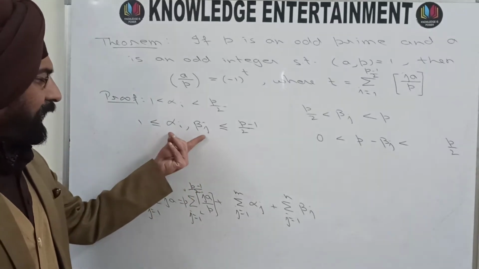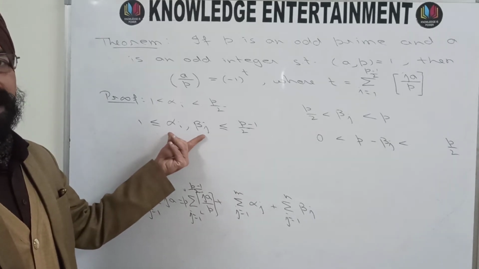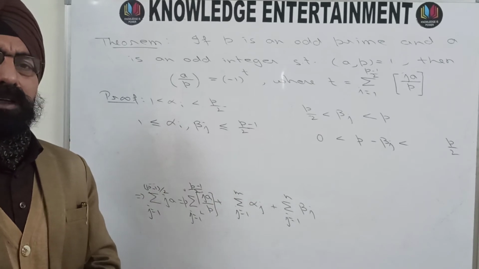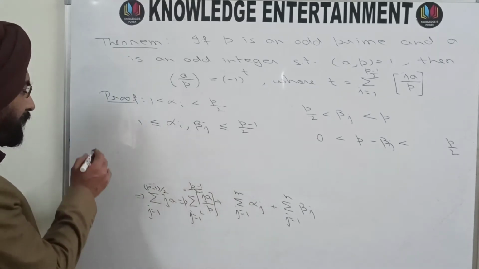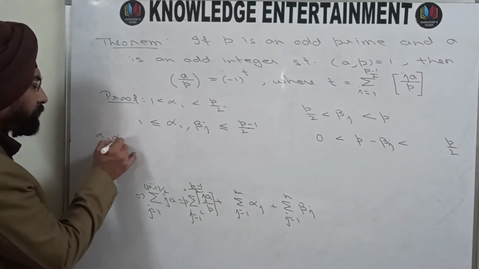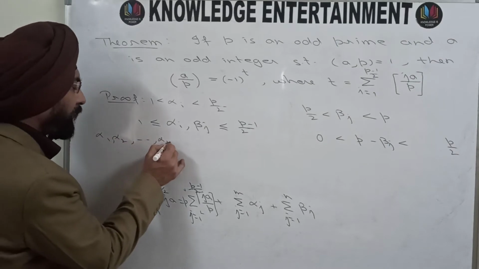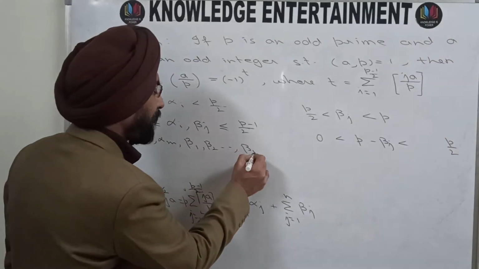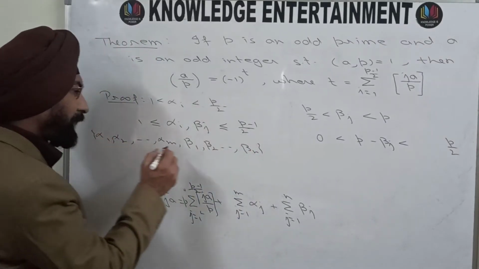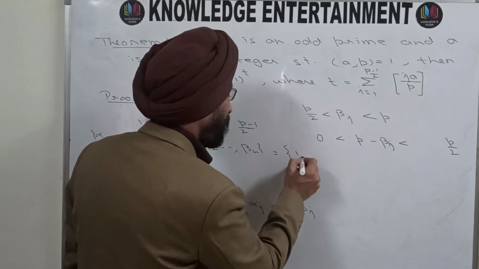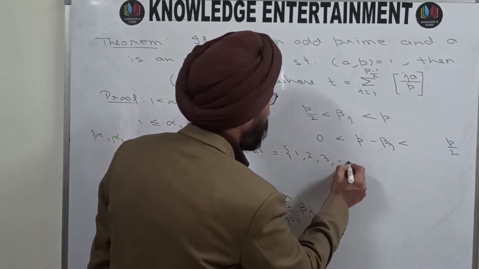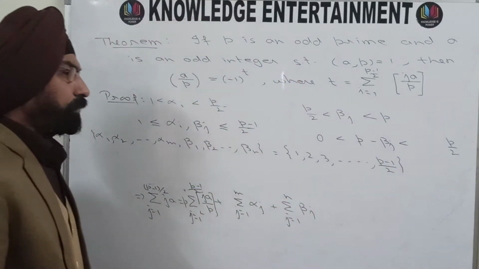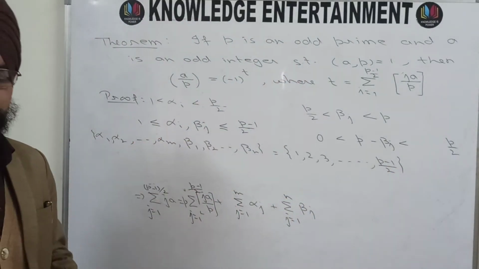And how many alpha i and beta j do we have in total? We have (p minus 1) by 2, and they are nothing but between 1 and (p minus 1) by 2. So that means the set alpha 1, alpha 2, up to alpha m, beta 1, beta 2, up to beta n is nothing but the set of integers 1, 2, 3 and so on up to (p minus 1) by 2. So they are actually the same sets.